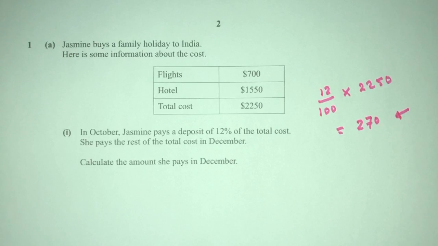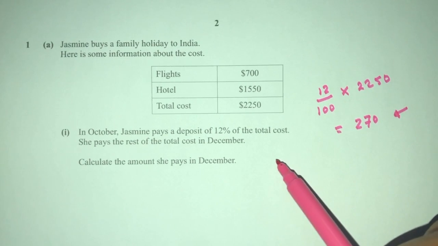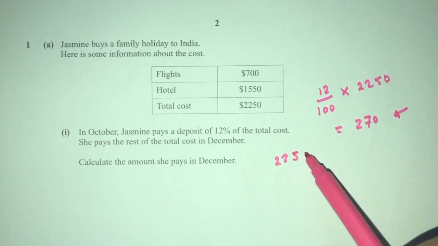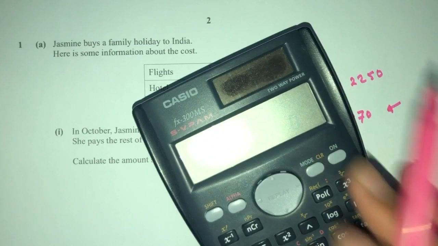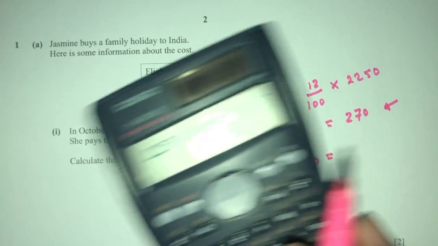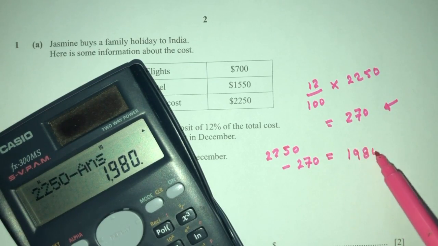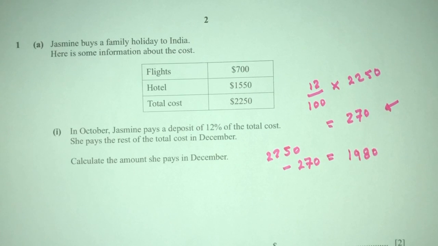Now, she pays the rest of the total cost in December. Find out the amount she pays in December. So basically, the rest will be what? Pretty easy. That will be the cost, which is 2250 minus the deposit. So 2250 minus the answer, that will be 1980. Now, this is obviously one way of solving this question.